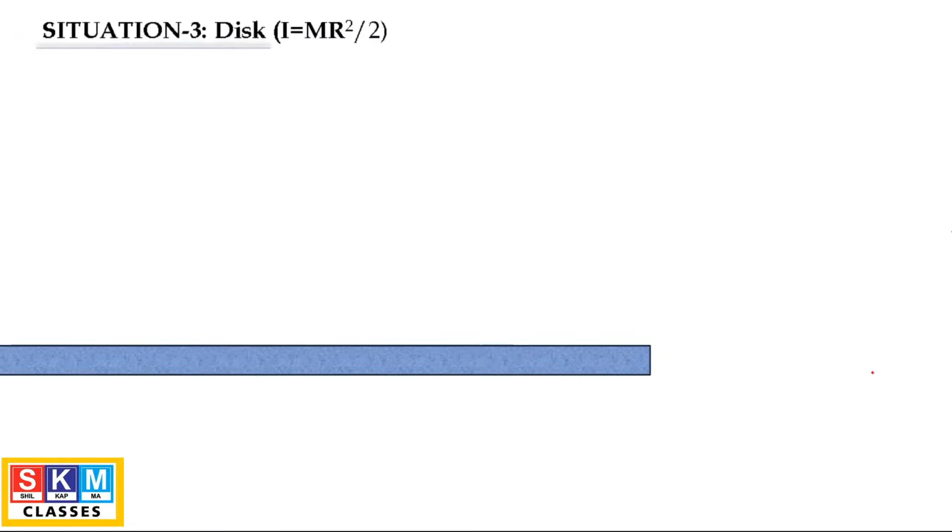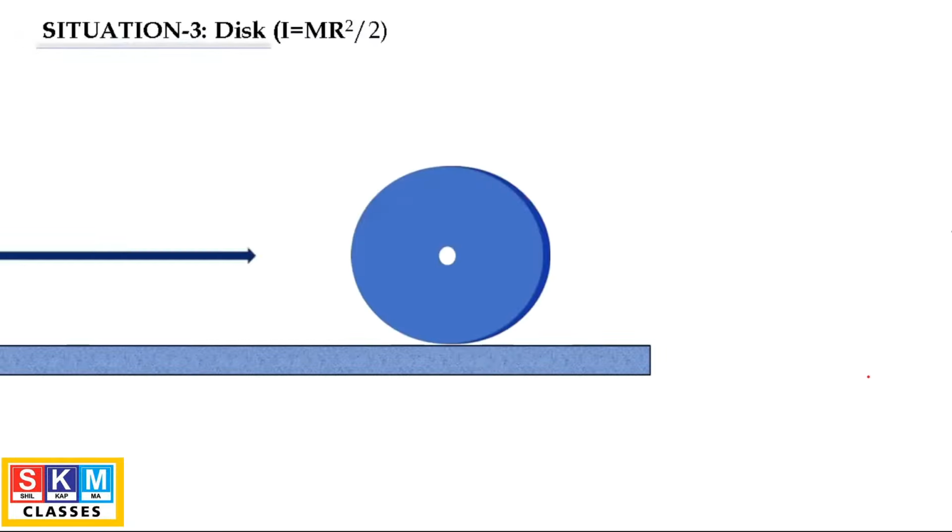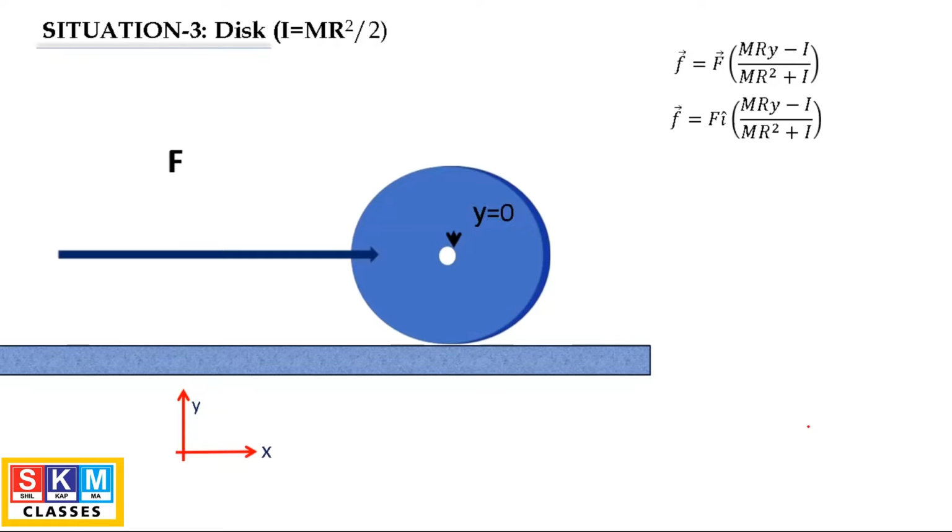Here in this situation, everything is same, but the only change is the position of line of force. Here it is passing through axis of rotation. Now to find the friction force, here in the formula, F will remain F i cap, M will remain M and R will be R. But here Y has to be 0. As you can see, line of force is passing through axis of rotation. So no distance between the line of force and the axis of rotation.